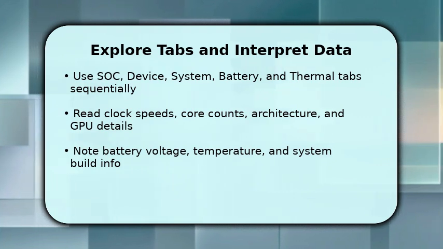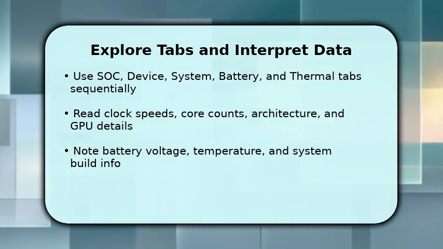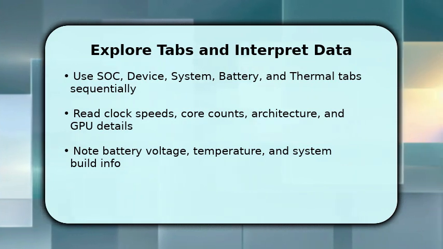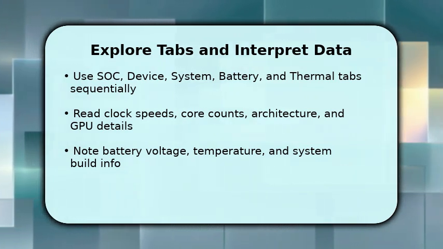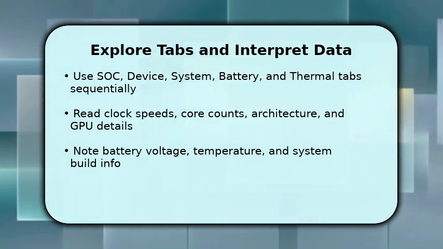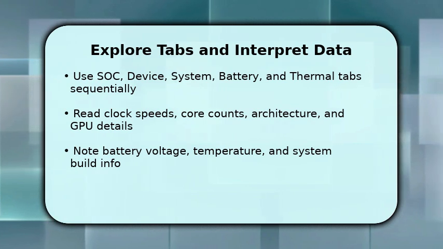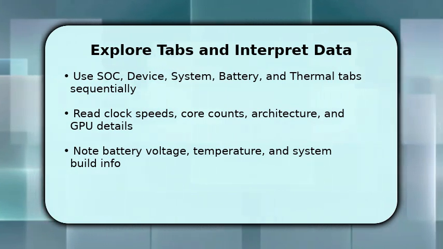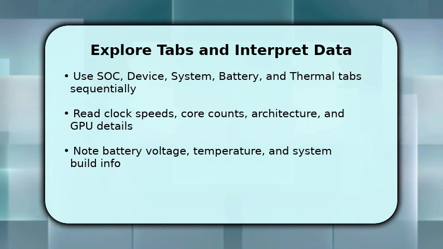Move to Device and System tabs to confirm model numbers, RAM, and storage types because they explain performance limits. Check battery and thermal for voltage and temperature trends that affect throttling. Make sure to tap refresh if values seem stale, and understand that fluctuations reflect workload and power profiles.